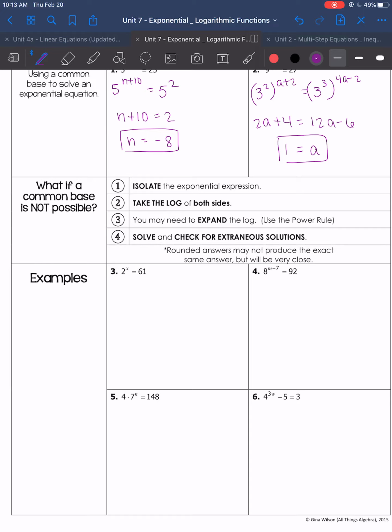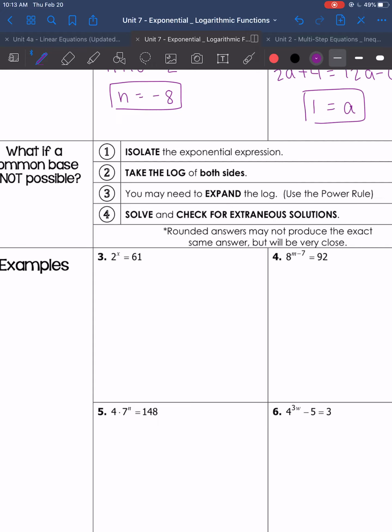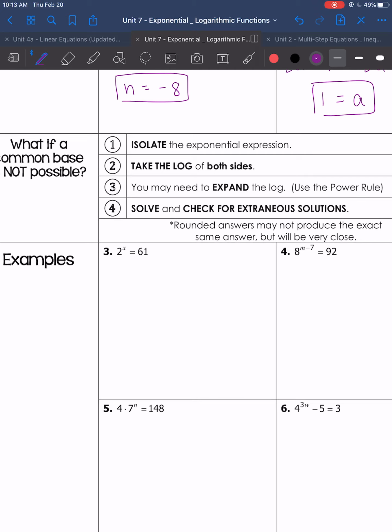In example number 3 here, I cannot write 61 as a power of 2, but I can rewrite it using my exponential to log form. So I have log base 2 of 61 equals x. And I also don't know what log base 2 of 61 is, so I'm going to use the change of base formula. So I have log of 61 over log of 2 equals x. And that gives me 5.9307. So that is what x equals.